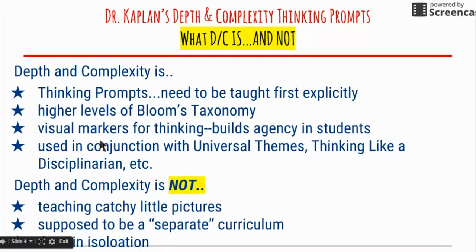They are visual markers for thinking that build agency in students. We want to be able to get our students to utilize them on their own. It becomes their way of thinking about the subject area. And these prompts are used in conjunction with things like universal themes or thinking like a disciplinarian.